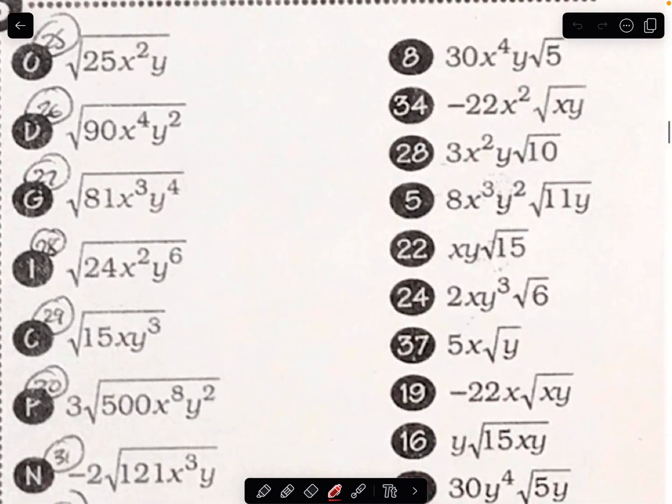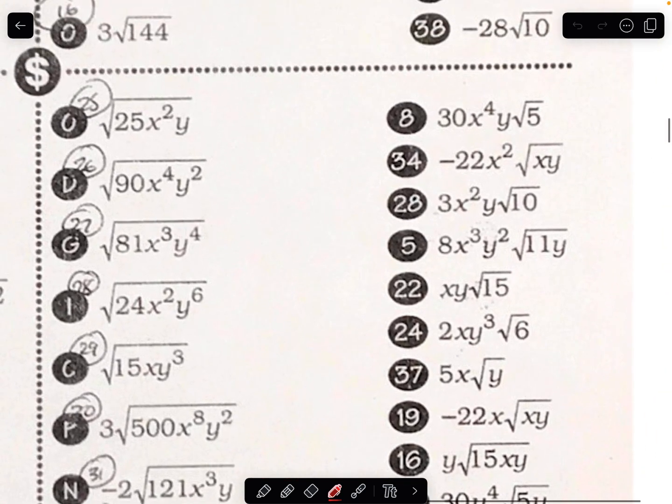I'm going to do these. Hopefully that helps you. I have a video, but it's bad.